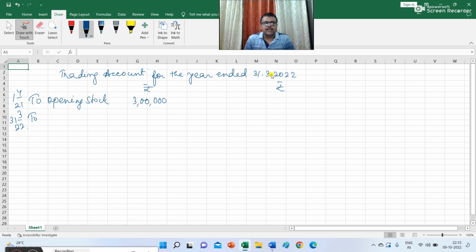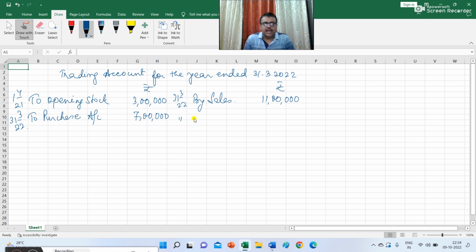You can see this is the date we are preparing the trading account. So the purchase account will be 7 lakhs. The sales for the year ended 31st March 2022 is rupees 11 lakh. So we have to take here 11 lakh. The sales is 11 lakh for the year ended 31st March 2022.